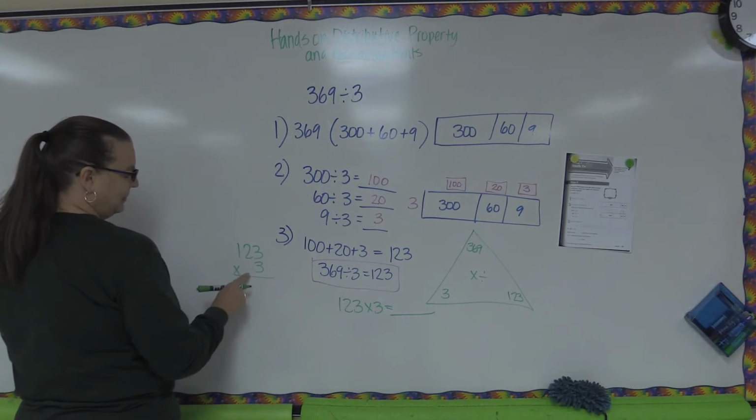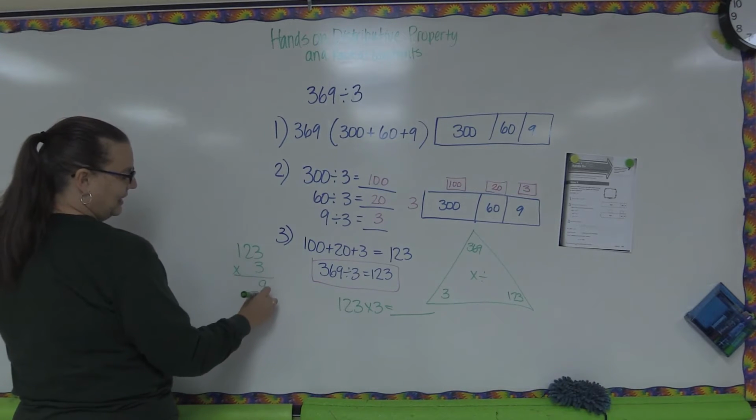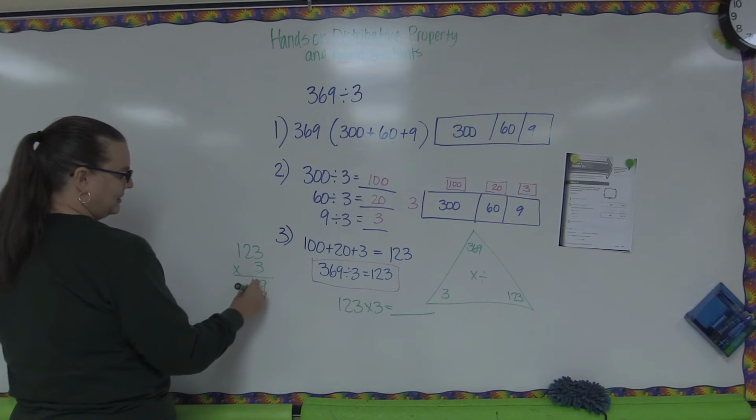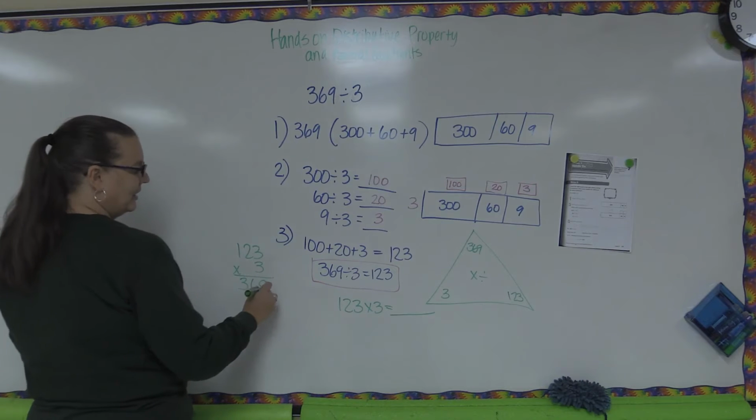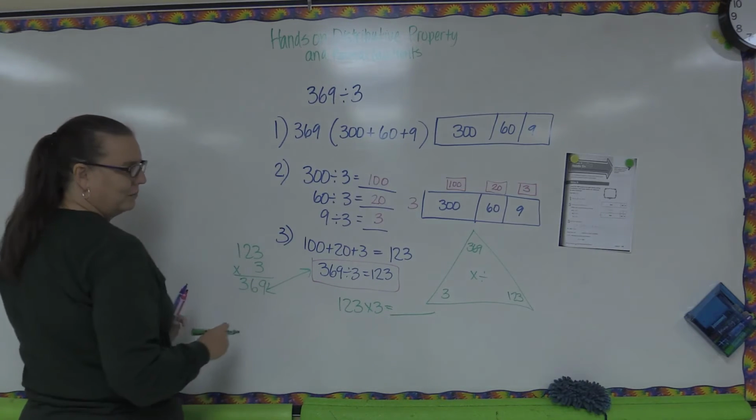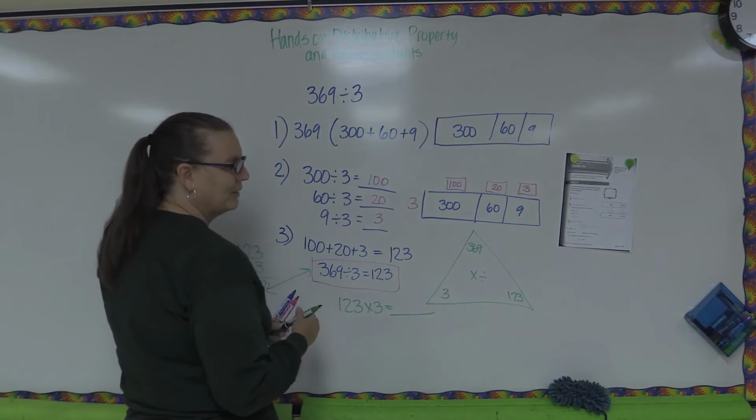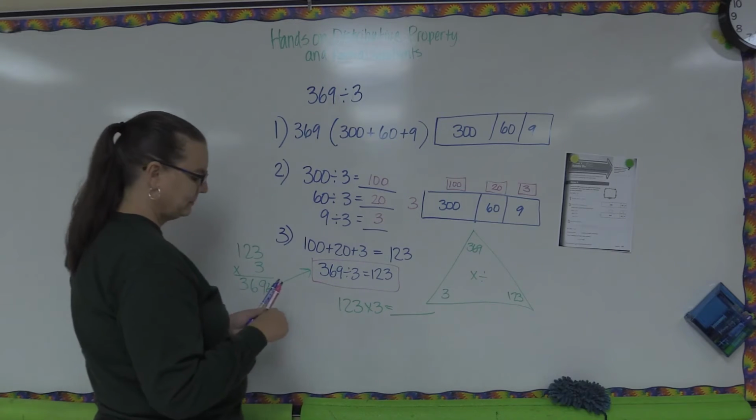123 times 3. So 3 times 3 is 9. 3 times 2 is 6. 3 times 1 is 3. Lucky for us, you'll notice here that our numbers check out. So we know that we do have the correct answer for that problem.